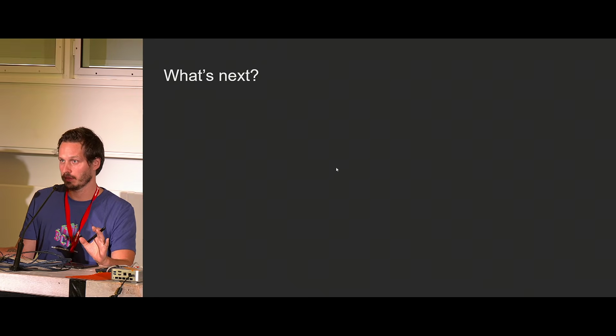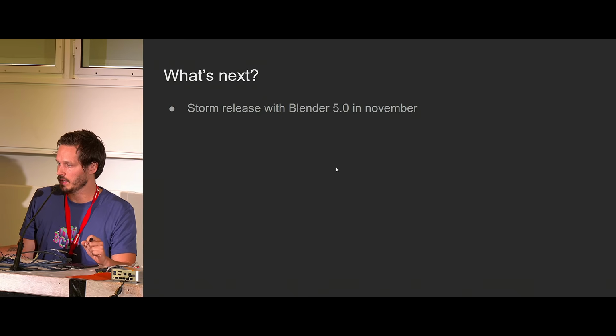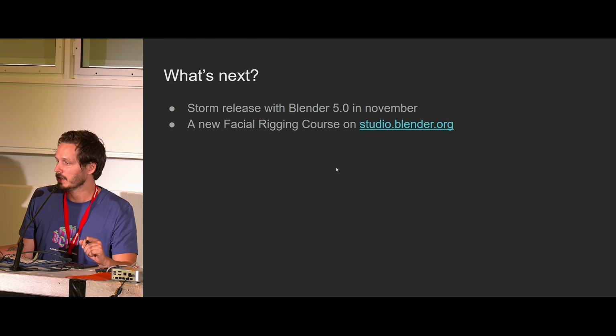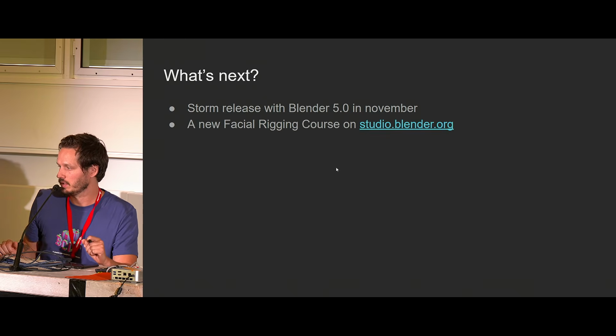What is next? Now, for the Storm character asset, this will be released with Blender 5.0, since it has these new updates for override transforms in November. Additionally, the plan is to create a facial rigging course on studio.blender.org that goes over these steps, and additional to that, some proper documentation on these features as well.